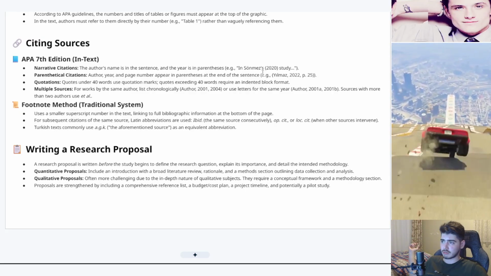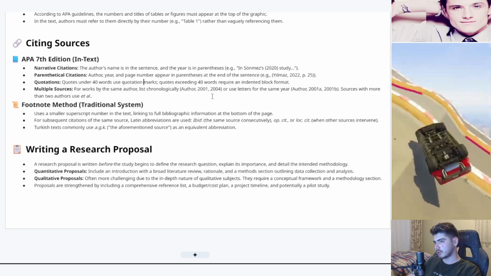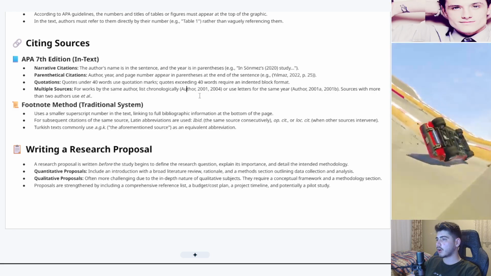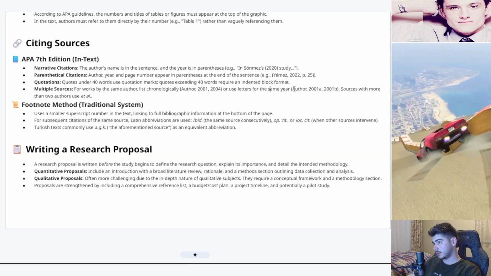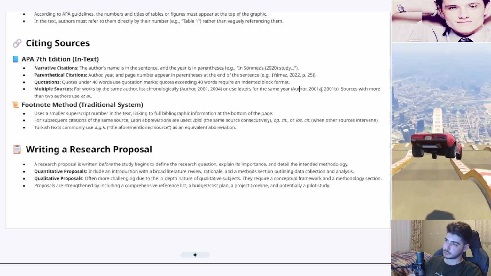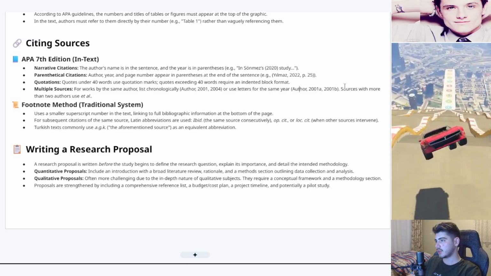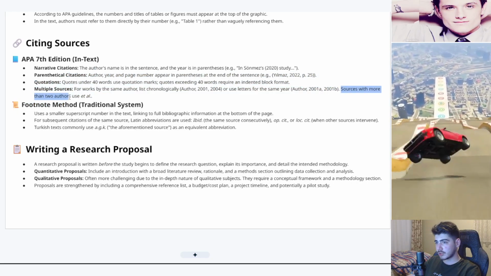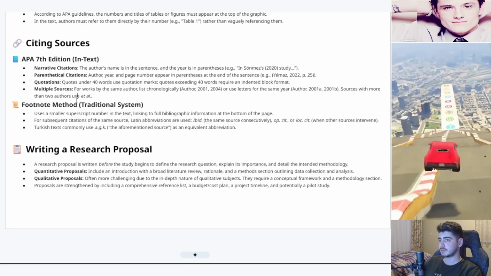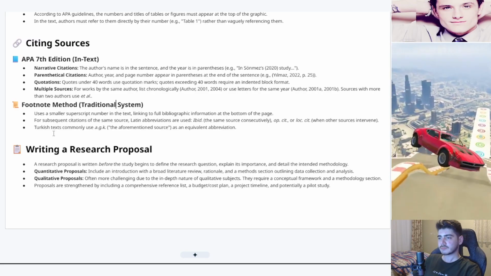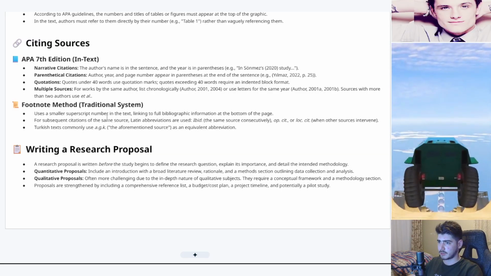If there are multiple sources, we list them chronologically if they are by the same author, like author 2001, 2004, or we use letters for the same year, like author 2001a, 2001b. If there are more than two authors, we use et al., which has a meaning in Latin, like "and others," but I don't know the exact expansion of the abbreviation.